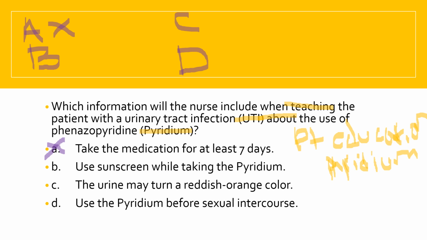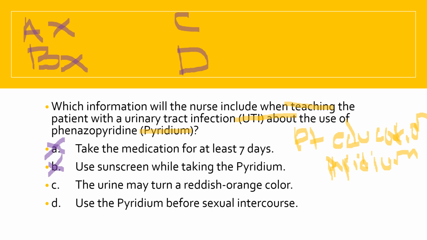B, use the sunscreen while taking the Pyridium. Do we need to use sunscreen while taking Pyridium? It doesn't have a photosensitivity issue, so we're going to say no. Put your X here. C, urine may turn a reddish-orange color.